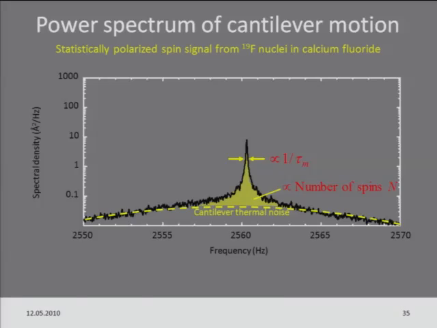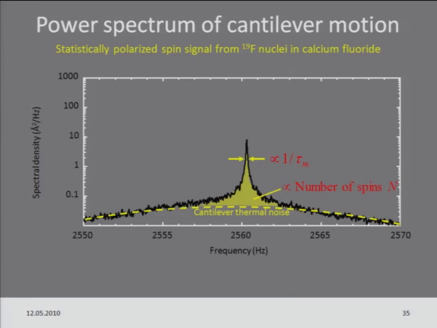So you can look at this also in frequency space. That was plotted as a function of time, but you can take the same signals and look at them as a spectral density as a function of frequency, and you'll see that cantilever thermal noise is a very broad peak like this on this scale, which corresponds to the very fast correlation time. And then this spin signal is a very sharp peak sitting on top of that.